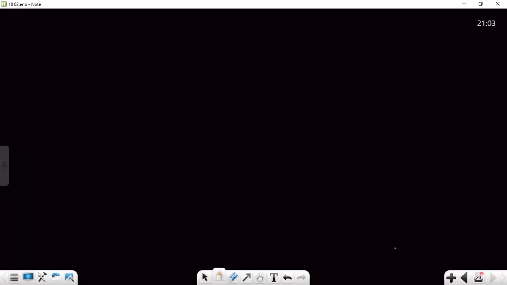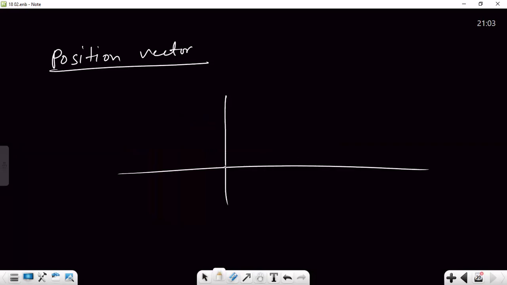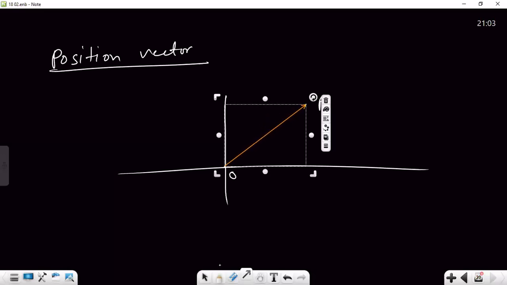Position vector, we have already discussed. Position vector: there is an origin and there is a point. So the vector OP is the position vector because OP vector is defining its position with respect to the origin.